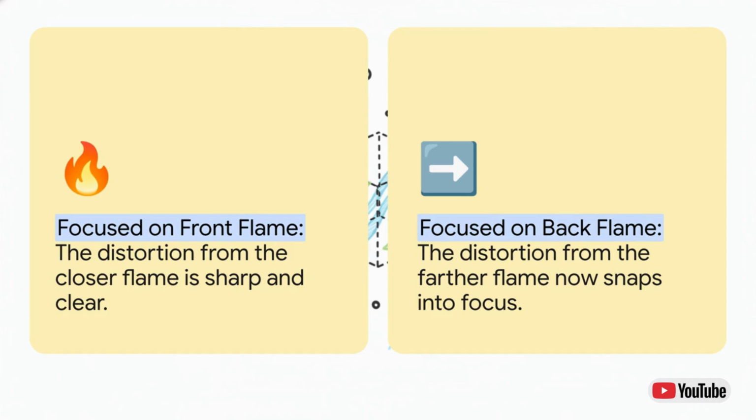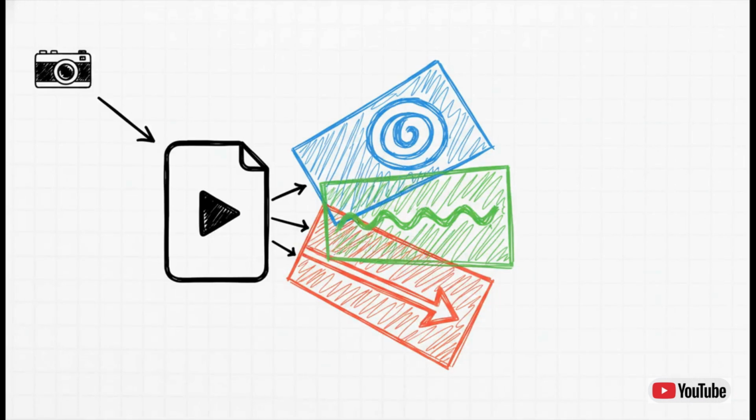On the left, when the computer focuses at the depth of the front flame, its distortion pattern is sharp and clear, and the back one is blurry. Then, using the exact same photo data, they refocus on the back flame. Bam! Its pattern snaps into focus, and the front one blurs out. They did it!